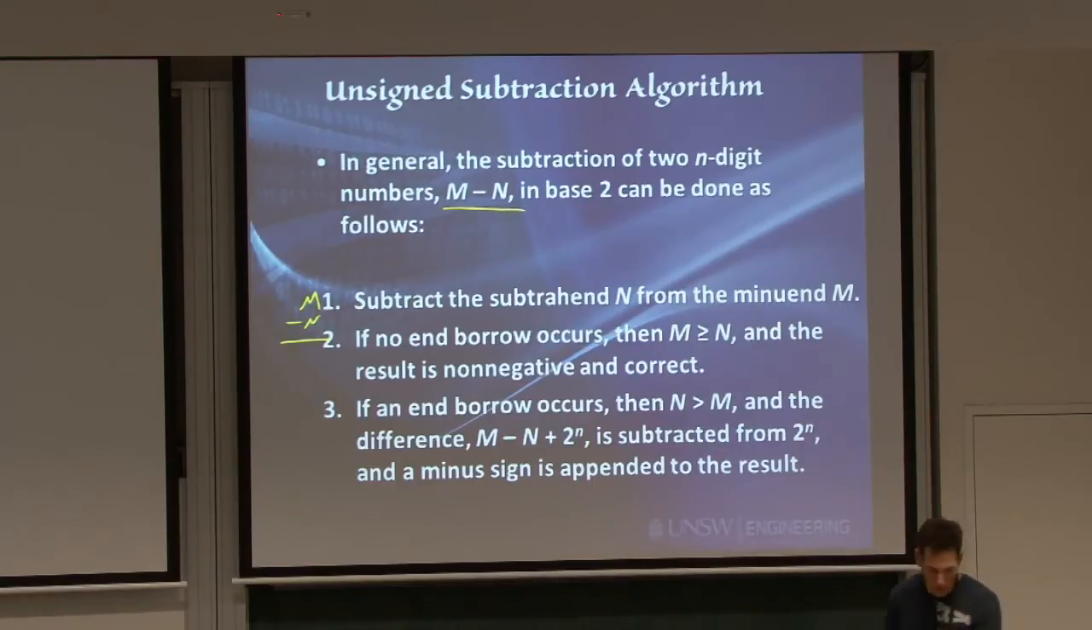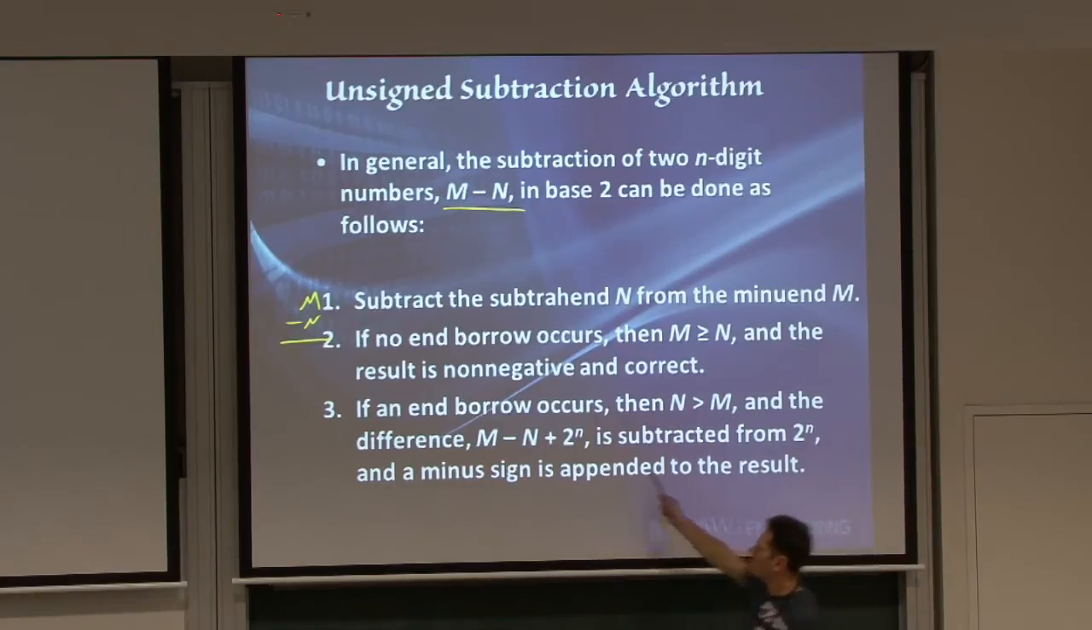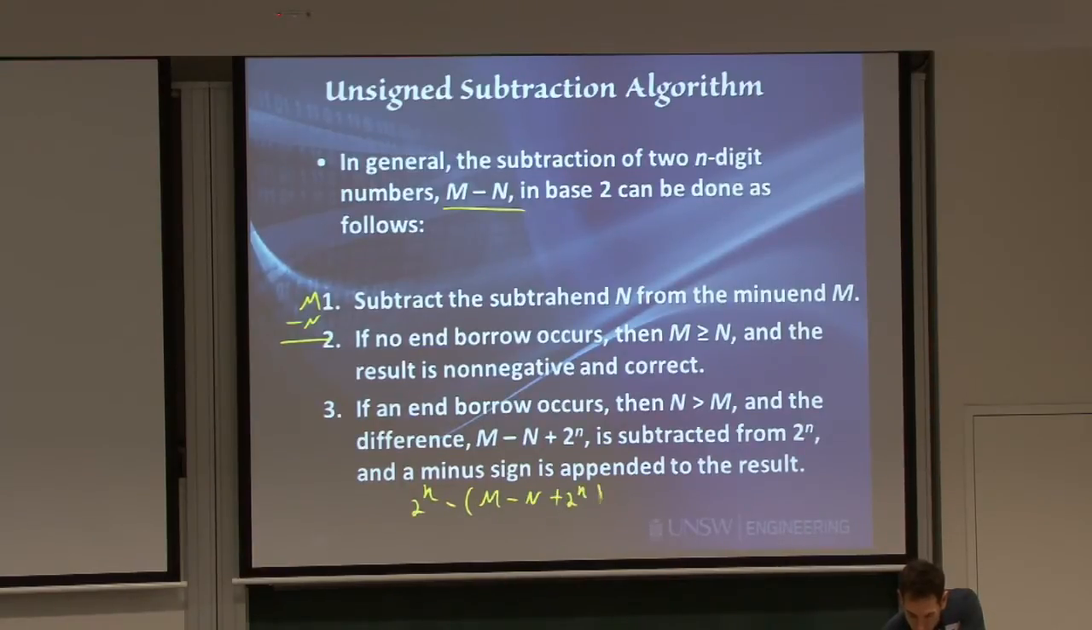Now when I then subtract 2 to the power of N minus the operation that I've done, I do get 2 to the power of N minus this number here, which is M minus N plus 2 to the power of N, which is the same as N minus M, correct? Which is why I then need to put the minus sign in the correction step.